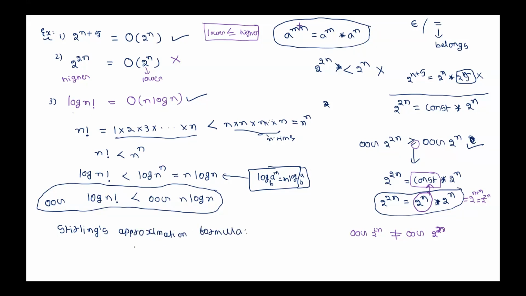It says that n factorial is approximately equivalent to root of 2 pi n times (n by e) whole power n. Is that okay? Because this is a formula, we need to remember it.